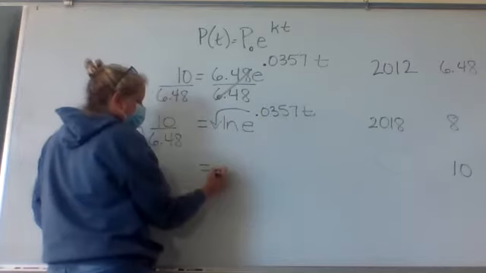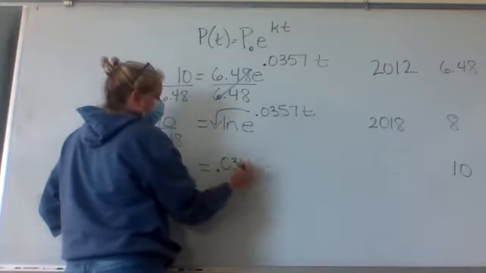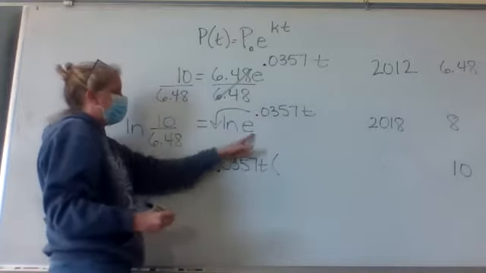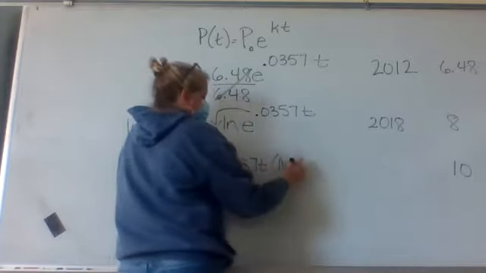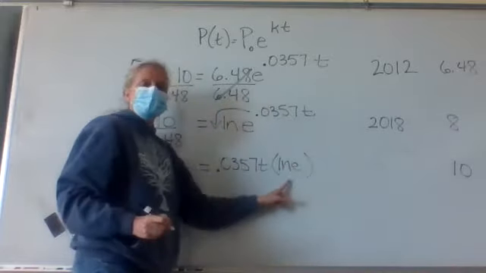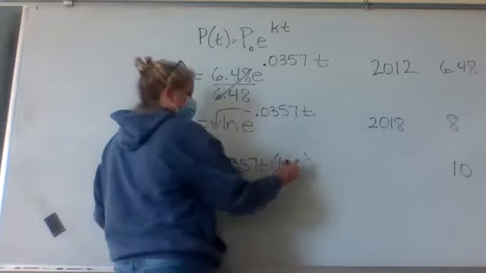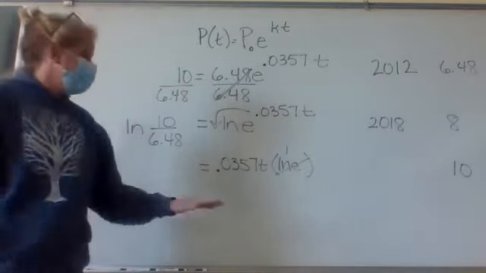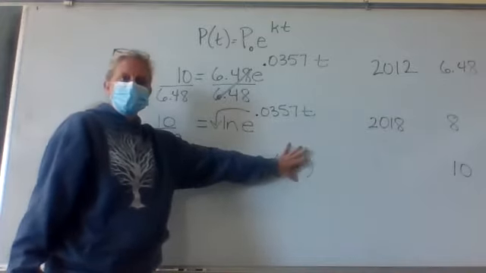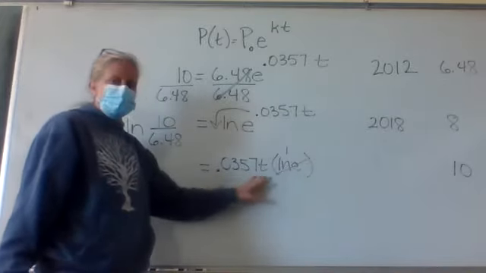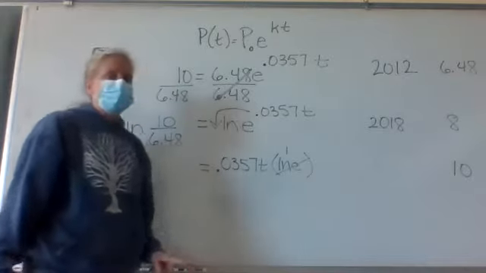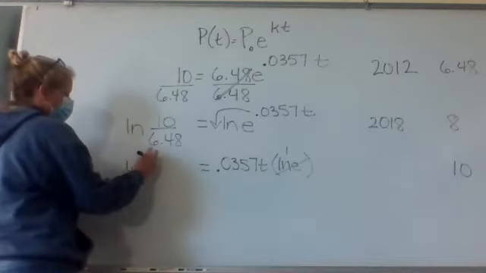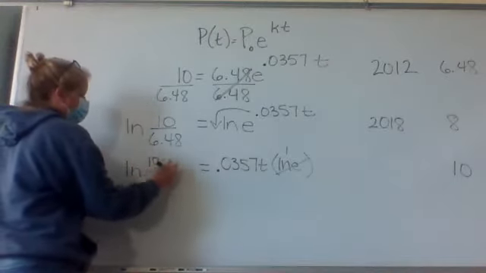So now on the right side, what do you have? I brought my exponent down, so 0.0357t times, right? It makes it times this ln E. But remember, what is ln E equal to? Just equal to 1, which means I don't need it. So all I have on this side is 0.0357t. On the left, again, I'm just going to bring this down. ln of 10 over 6.48.